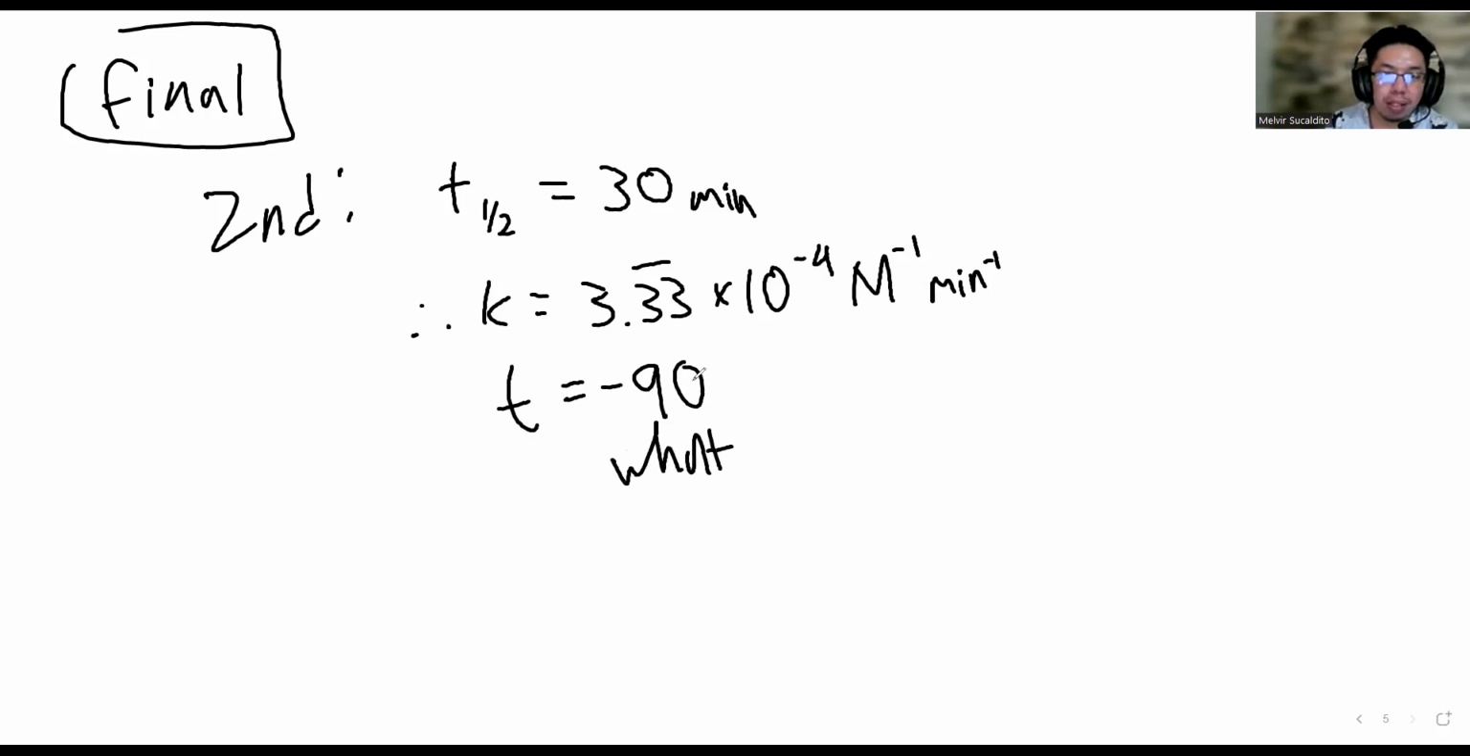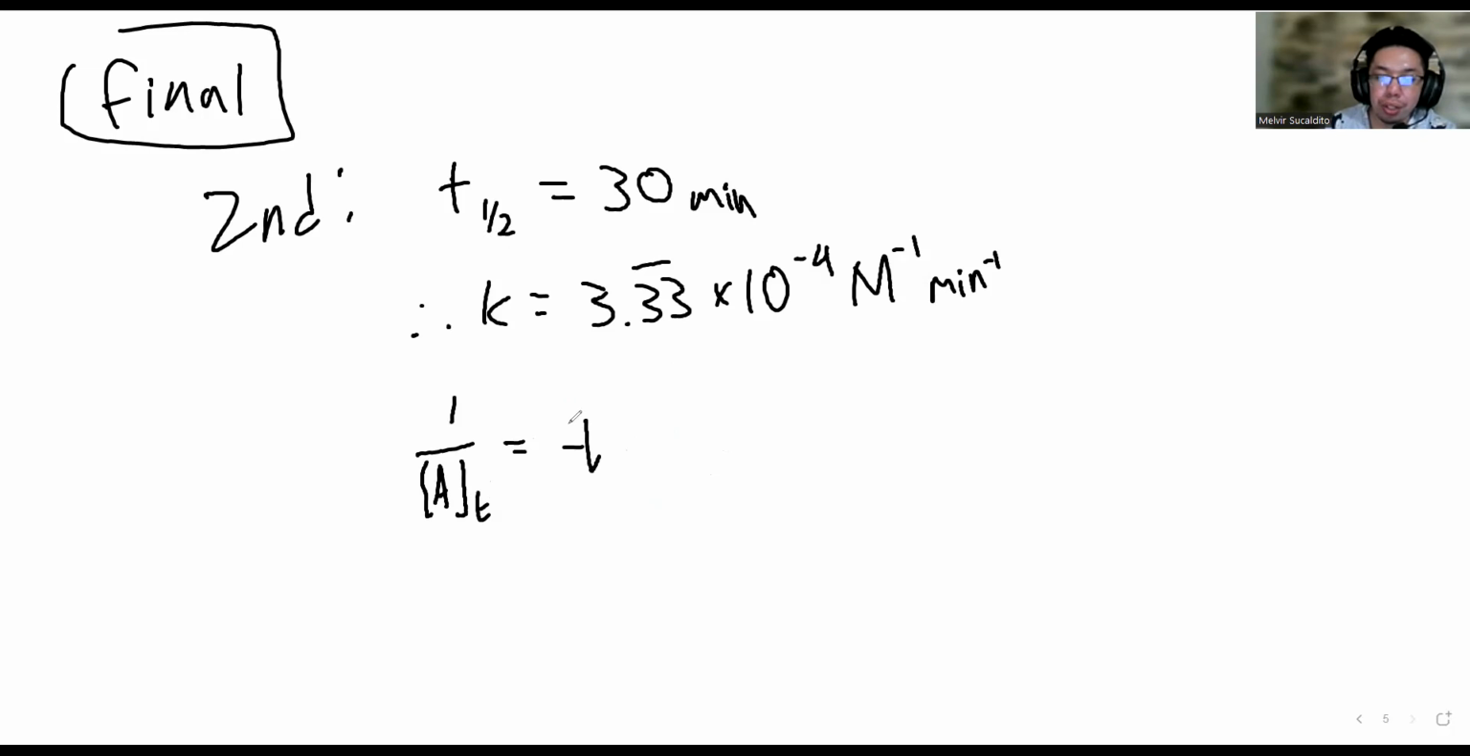Oh, negative 90? Exactly daw. Oh, what's your formula for the linear equation? What's the linear equation formula for the second order? Oh, di ba? Plus KT naman siya. Feeling ko ni negative mo.